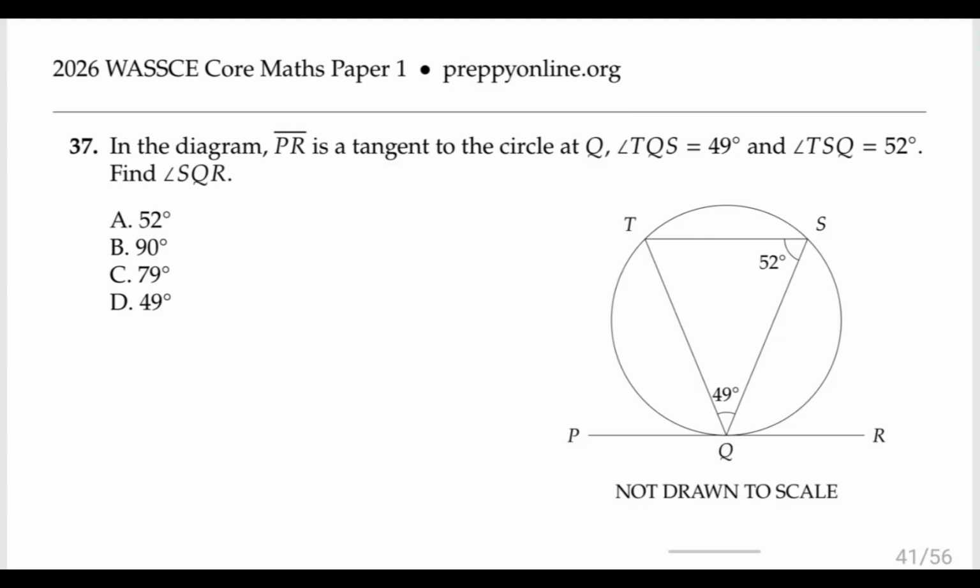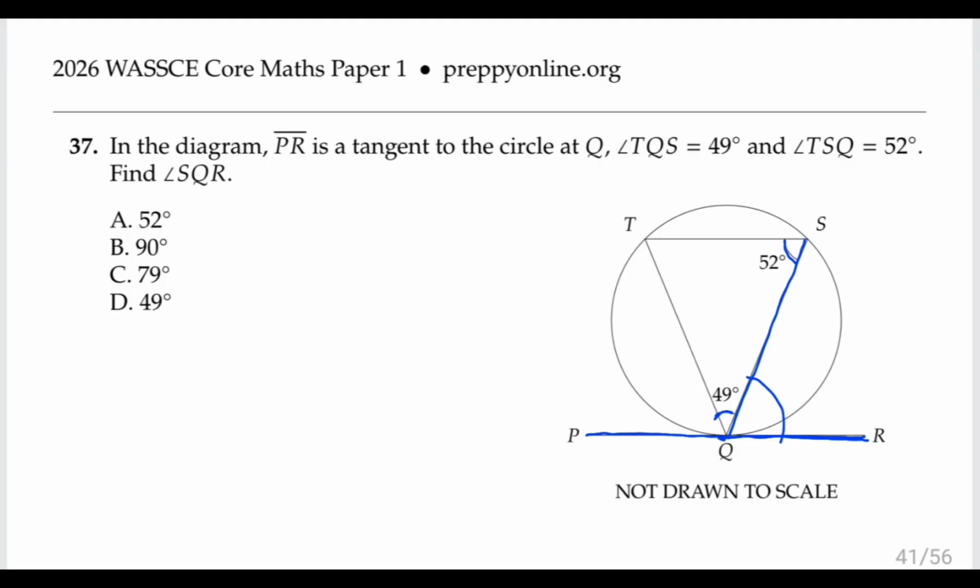Question 37. In the diagram, PQ is a tangent to the circle at Q. Sorry, PR is a tangent to the circle at Q. So this line is a tangent to the circle at Q. TQS is 49 degrees, that's this angle. And TSQ is 52, that's this angle. Find SQR. SQR is this. So this angle is what we're trying to find.